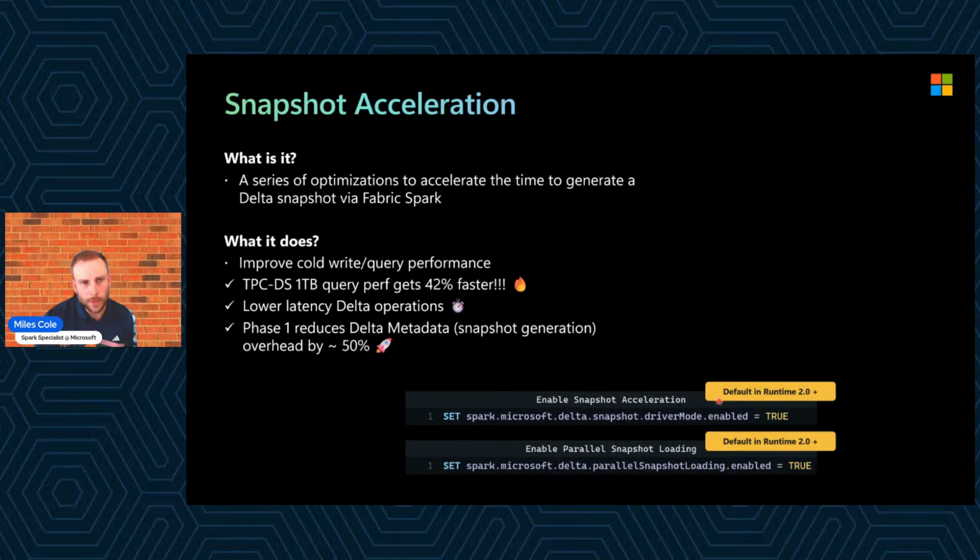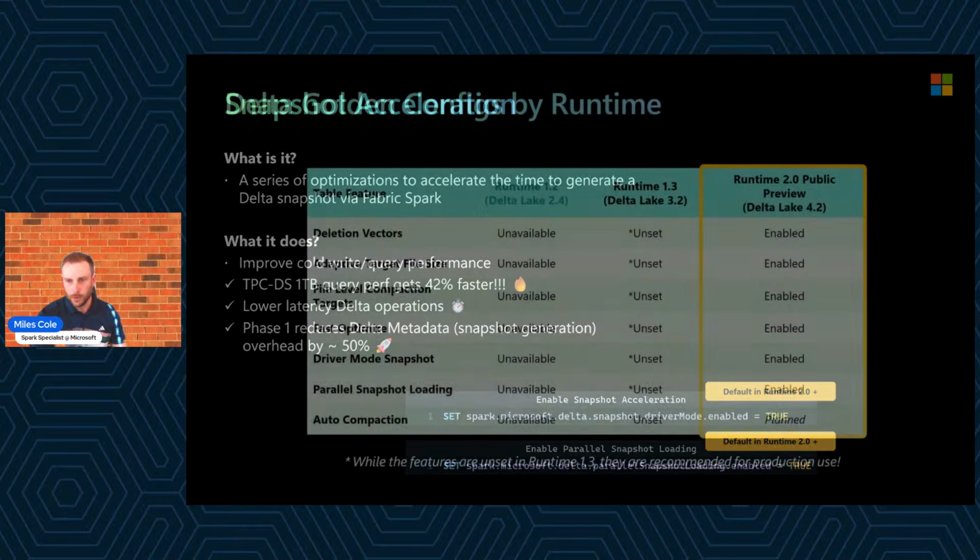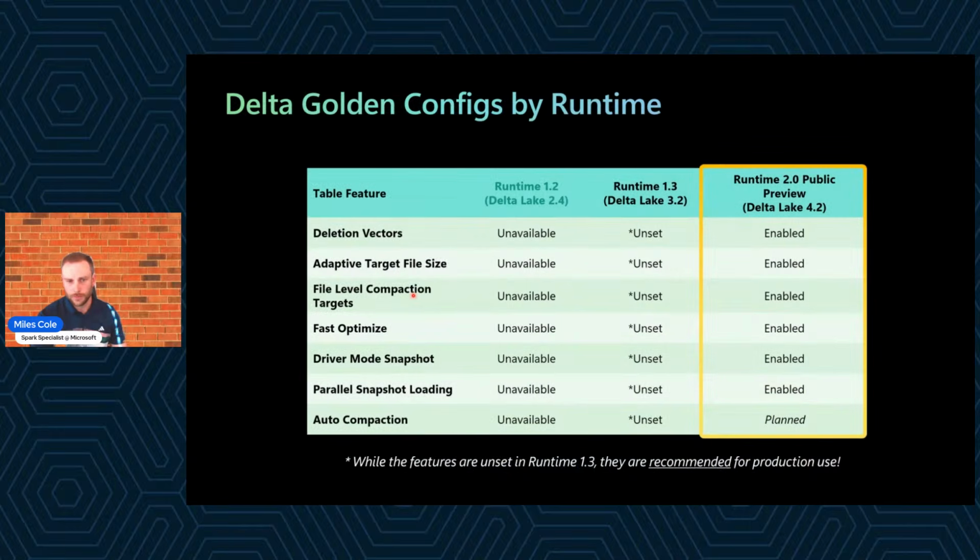Last one here, snapshot acceleration. This is some creative work that we've done to greatly reduce the time it takes to work with Delta metadata. And this results in, like, our TPC-DS benchmarks clocking in at like 42% faster with this feature enabled. So you'll get lower latency Delta operations, and it's enabled by default in Runtime 2.0.